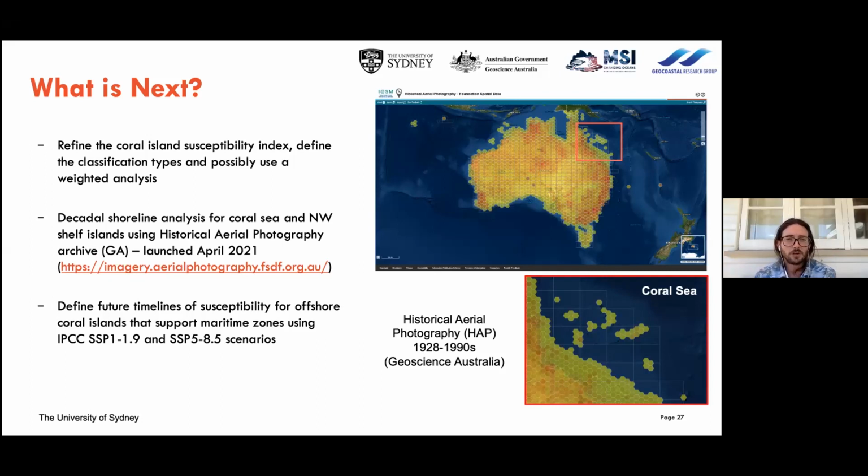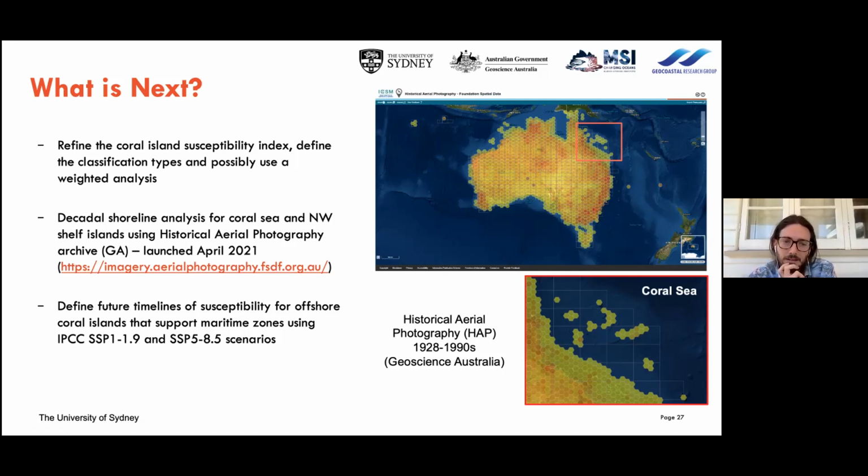The second thing we want to do is look at a decadal analysis to try to follow on what's been done in the Pacific Islands. And what we're going to do, I'm going to do a sort of shameless plug for one of GA's, Geoscience Australia's new portals. So they have this historical aerial photography archive that launched a couple of months ago. This is a picture of it here, and you can see the areas that are covered. And a lot of the imagery is just, you click on it and you can download it straight away. And we're going to just do a standard shoreline analysis and then look at that through time.